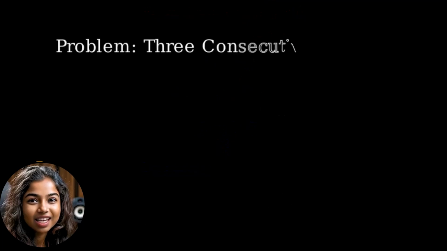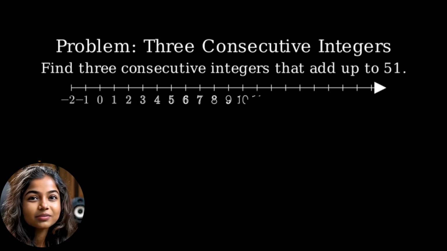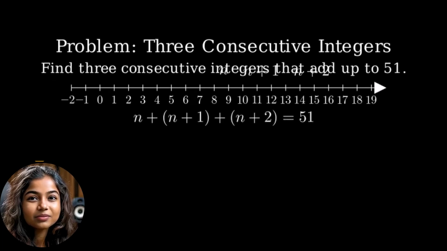Let's solve this problem step by step. We need to find 3 consecutive integers that add up to 51. Let's first understand what consecutive integers means. If we call our first number n, then the next number would be n plus 1, and the third number would be n plus 2. Now, we know these 3 numbers add up to 51, so we can write n plus n plus 1 plus n plus 2 equals 51. Let's solve this equation.